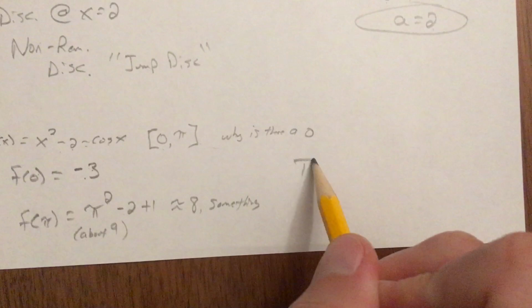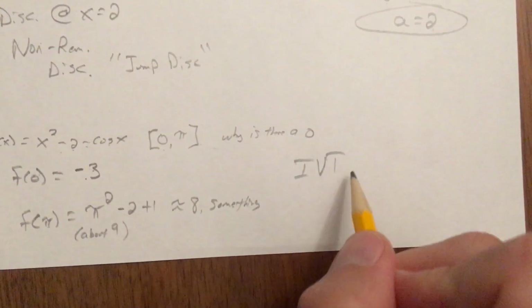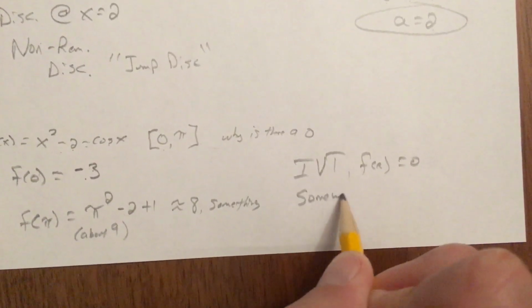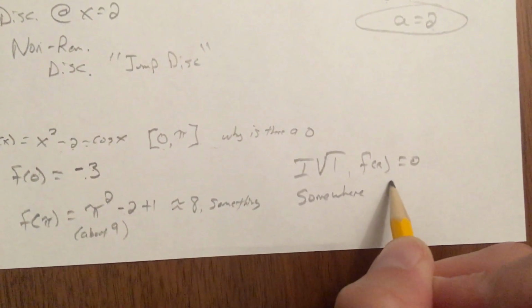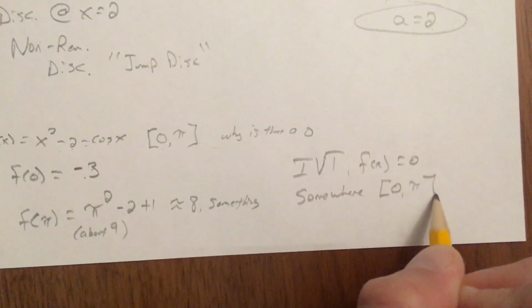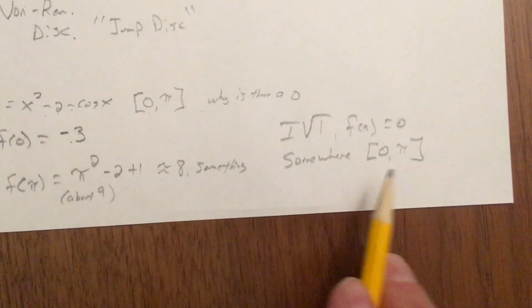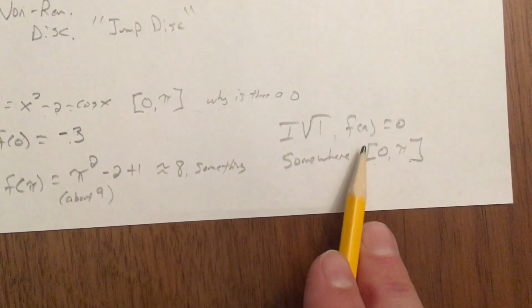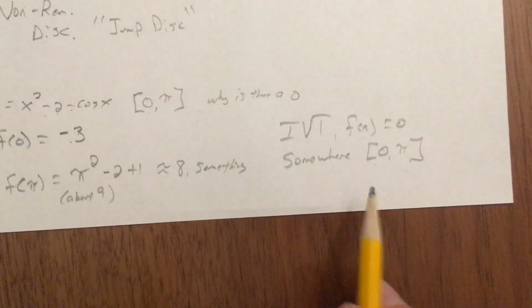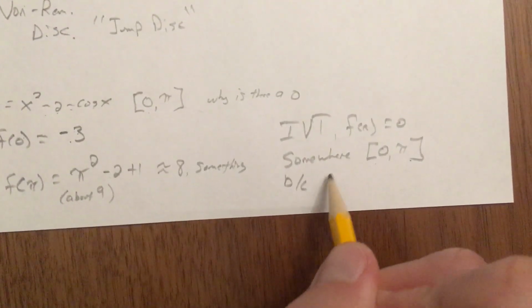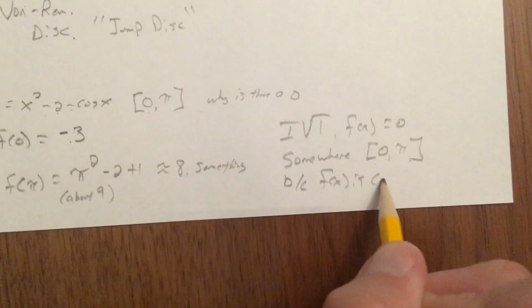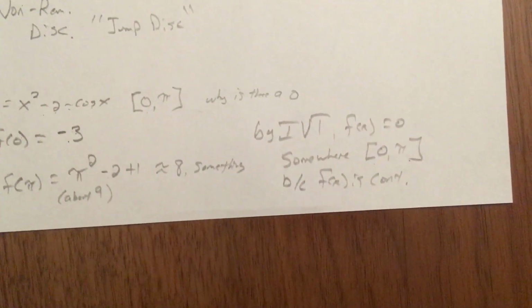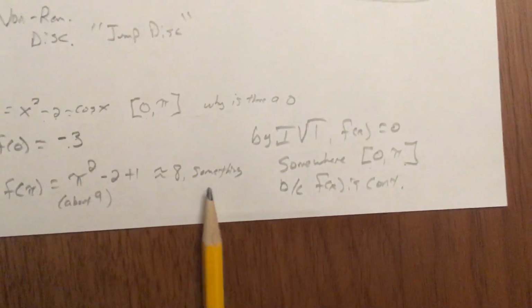So by intermediate value theorem, IVT, f of x has to equal 0 somewhere in the interval 0 to pi. All right. Again, because it's negative on one endpoint, positive on the other, somewhere it had to cross 0 because f of x is a continuous function. Okay, I guess that would be a good thing to say, because f of x is continuous. So by intermediate value theorem, we got our answer. All right, hopefully you felt good about that.